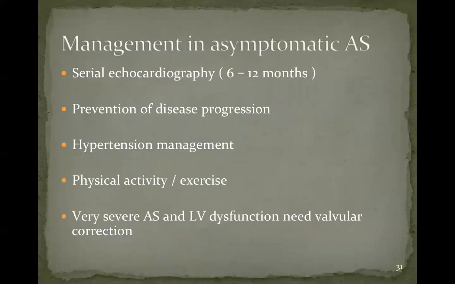So now that you know what aortic stenosis is, know what the physical exam findings are, and know how to diagnose it, your next step is managing aortic stenosis. In patients who are completely asymptomatic, I really recommend serial echocardiography, usually every 6 to 12 months. You want to try to prevent these patients' disease from progressing. You want to make sure you adequately control their blood pressure. You want to make sure these patients are physically active, exercising.